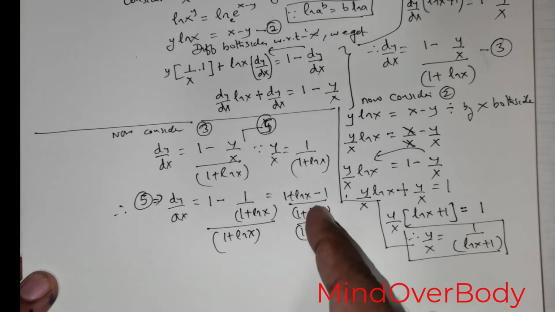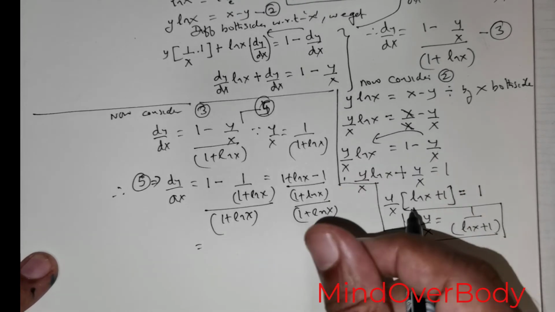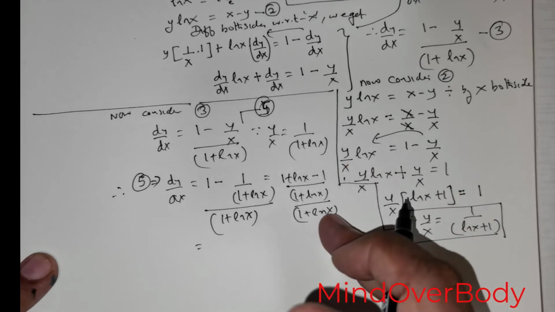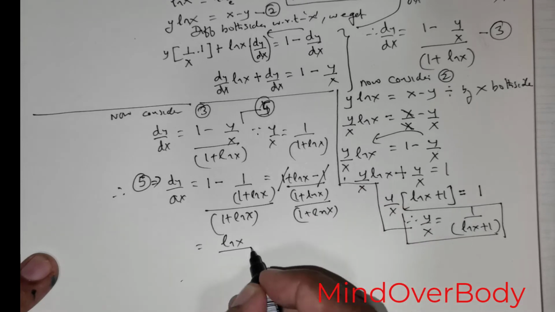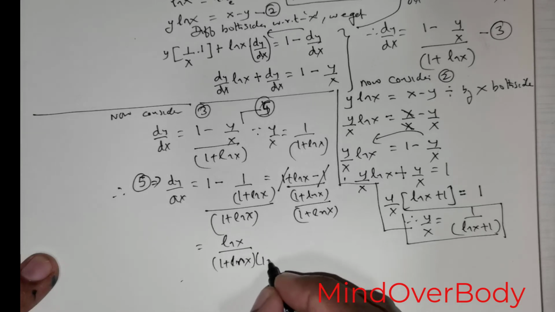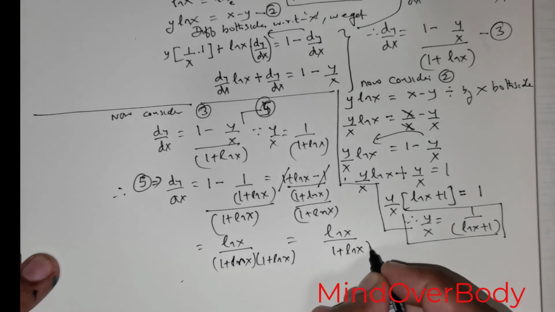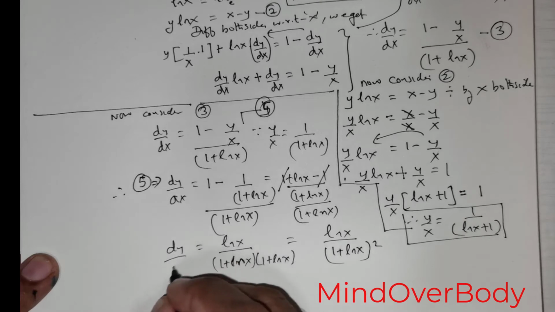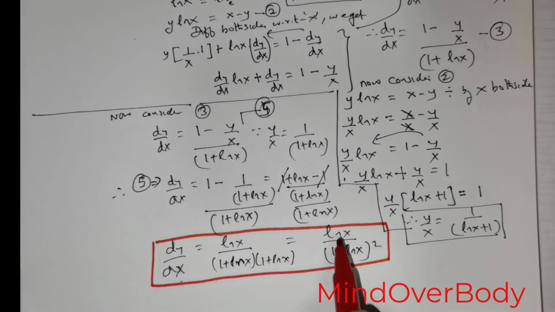So I can push this to the denominator. In fact, this is actually 1 plus ln x over 1. So when you flip it, the 1 goes to the numerator, and 1 plus ln x remains in the denominator. So plus 1 minus 1 gets cancelled, giving me ln x over 1 plus ln x times 1 plus ln x, which is equal to ln x over 1 plus ln x raised to the power of 2, which is my dy over dx. So this is an amazing question for the fact that we need to bring this result in this fashion, ln x over 1 plus ln x raised to the power of 2.